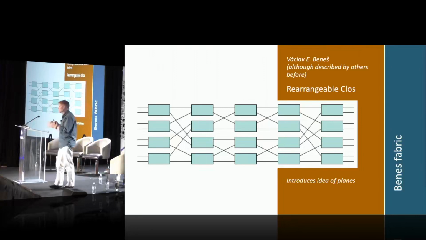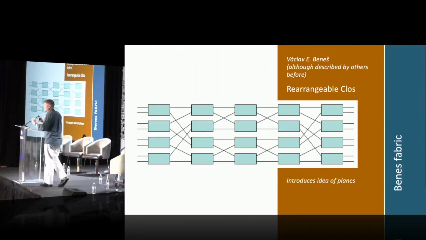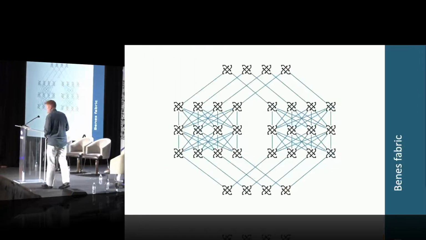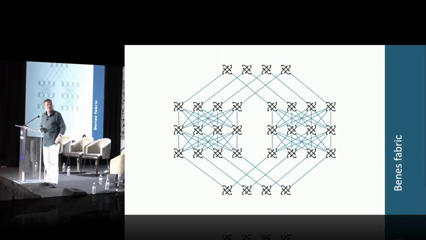If you look in the middle, you'll notice there are two Clos fabrics, kind of in the middle, left to right. Those are planes, so you can build multiple planes. This is the first kind of spine and leaf fabric that introduced planes. This is a Benes in packet switching terms.